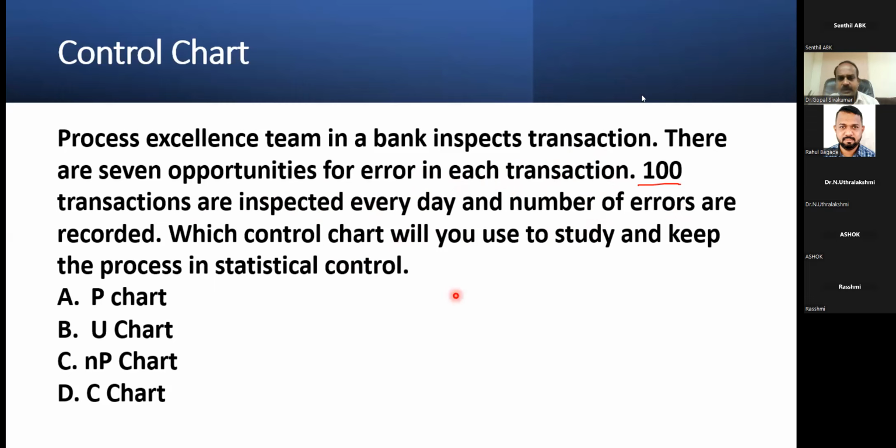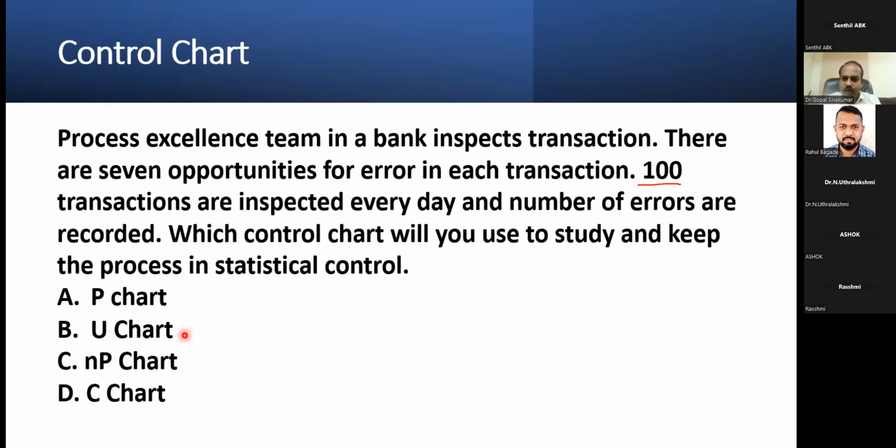So whenever you are working with defects, because within attribute data there are 2 categories: one is defect, another one is defective. If it is defect, you should go for C chart or U chart. I'll tell you when to go for C and U. Another set of control charts are known as defective charts. I hope all of you learned the difference between defect and defective on the very first day. You all know, right?